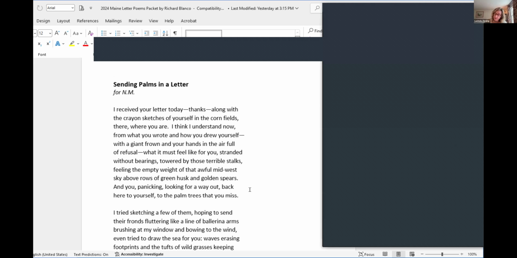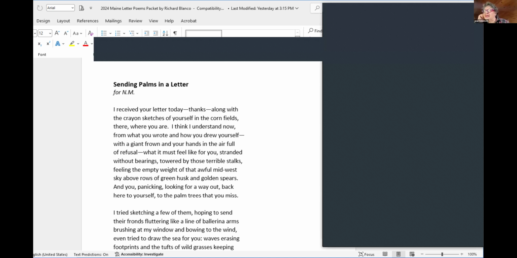Right. I hope you can see that purposeful image, right? Using that image to evoke that feeling of displacement, of loss, of towered by terrible stalks. Towered, that image, and the weight of the sky, of the awful Midwest sky. All these things are sensory details. They're images that are purposely being curated to create that sense of displacement, of ennui, existential angst, and whatnot. What else caught your eye?